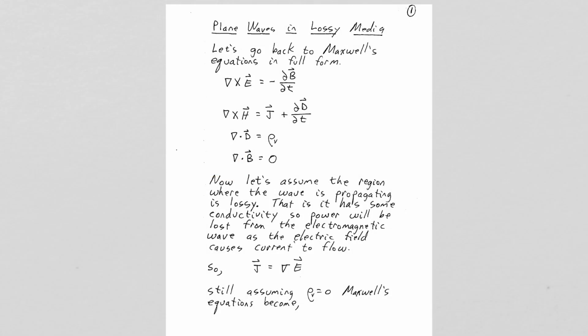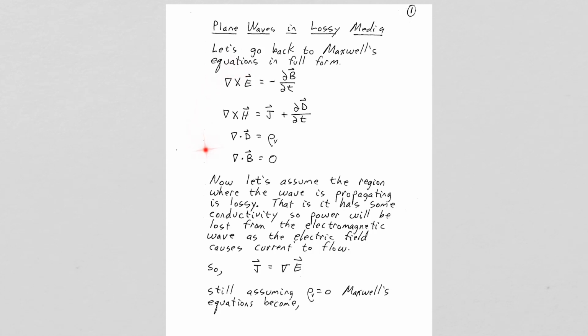We will now look at plane waves in lossy material. And what we mean by that is that the material has some conductivity, so there can be current flow. So as the wave propagates, I squared R losses will attenuate the energy in the electromagnetic wave. Your textbook begins the treatment of electromagnetic waves with looking at waves in lossy material, and then treats propagation in lossless materials as a special case.